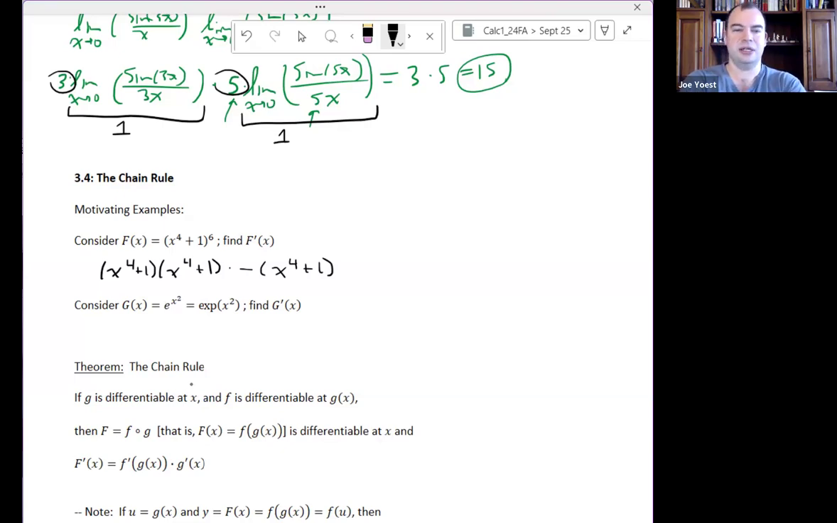And at a glance, I don't think it would be too terrible. I don't think it would be that bad at all. But we're actually going to see that by applying the chain rule, it's going to make this possible but cumbersome problem almost trivially easy.